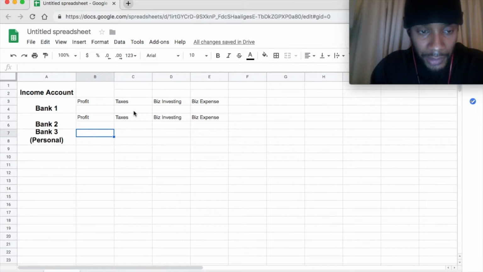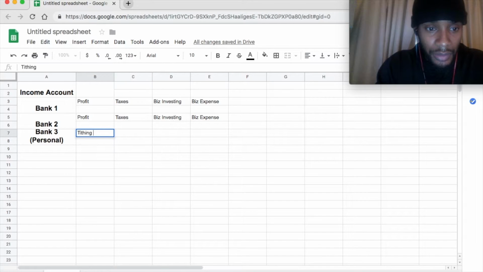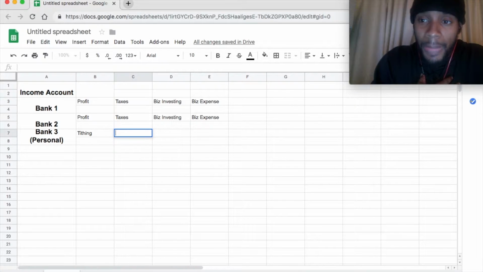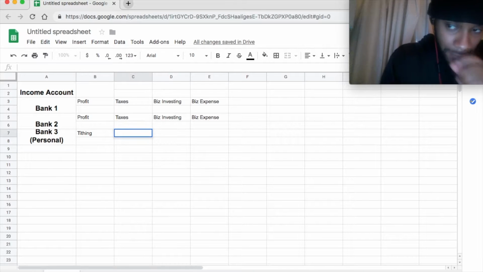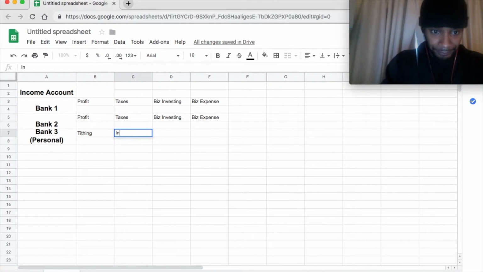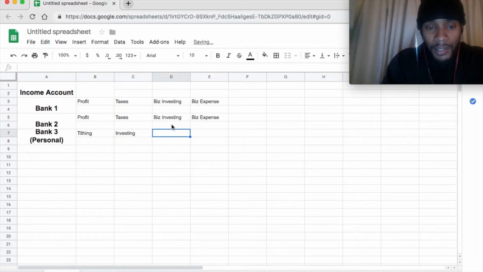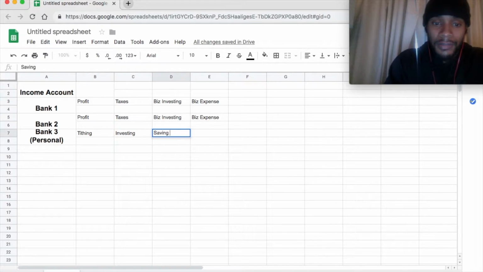Then we have bank 3, which is your personal. So in your personal, you pay yourself in 3 different ways. For me personally, I like to pay myself in tithing, investing. Now this is personal investing outside of business. So if I wanted to invest in gold or oil, something more from an earth mineral type perspective, that's where this investing account is going to. And then the savings.